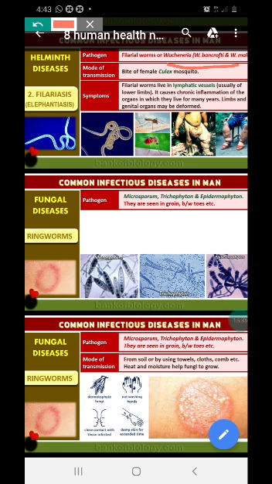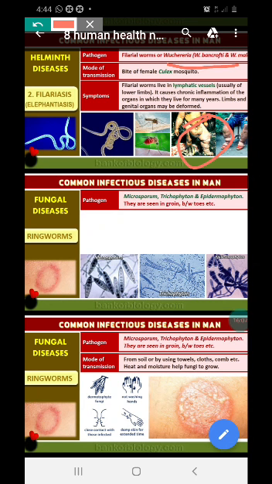Now, what are the symptoms? The filarial worm lives in the lymphatic vessels of the lower limb, especially affecting the lower region of our body. It causes chronic inflammation of the organs in which they live, and the limbs and genital organs may be deformed. You can see this.